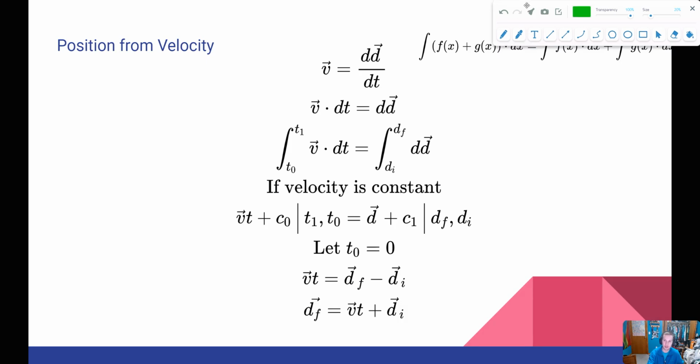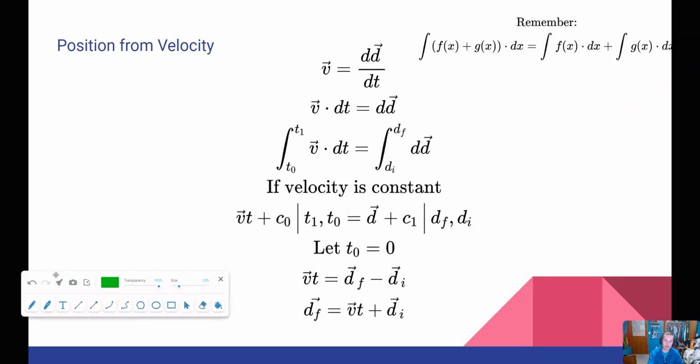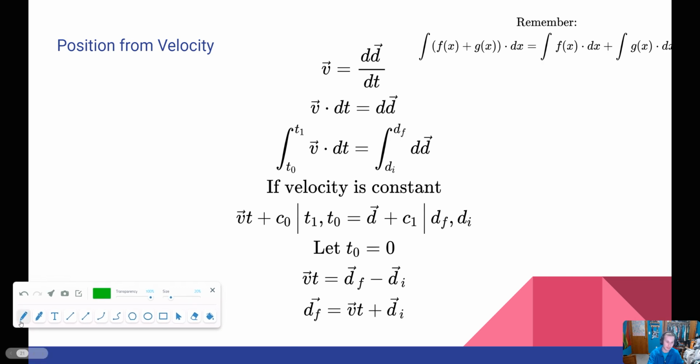So first off, we are going to get position from velocity. The first thing I want to point out is, whoops, looks like this got cut off a little bit. That's a dx right there. You want to remember that if you're integrating two functions that are added together, you can split up the integrals and add the integrals together.